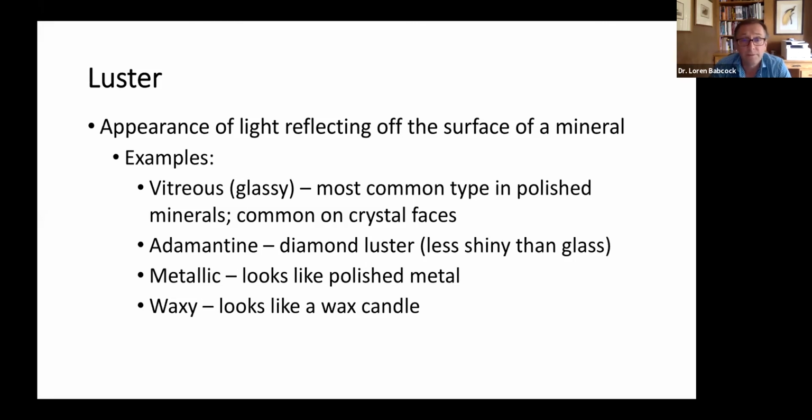Next is metallic luster. I think everyone is familiar with what the appearance of a polished metal is, and that's what we refer to as metallic luster. Another kind of luster is waxy, and that looks like the surface of a wax candle. It's almost as though it's a little sticky, for example. There are other kinds of lusters out there, but these are some fairly typical examples.